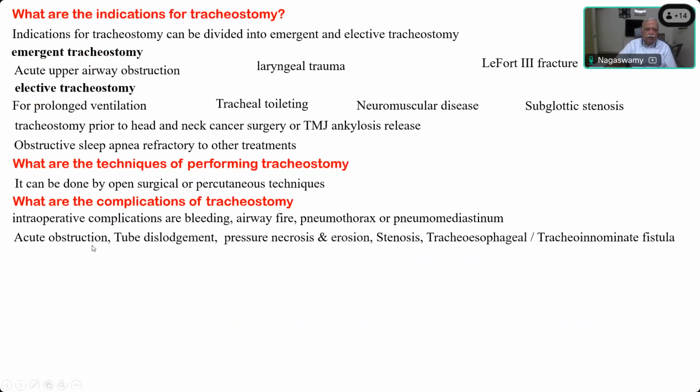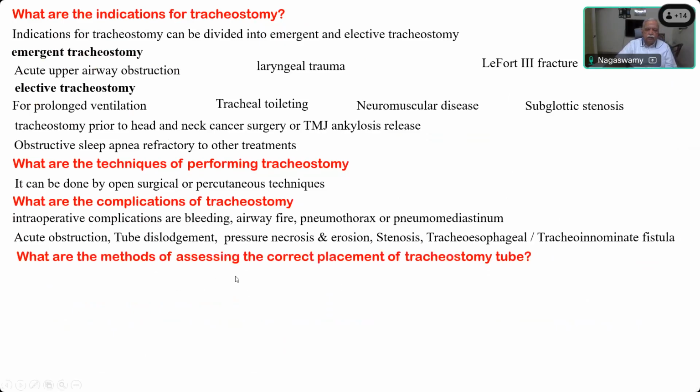It can also cause acute obstruction, tube dislodgement, pressure necrosis, erosion, stenosis, and tracheoesophageal and tracheoinnominate fistula. This is another very dangerous complication which happens a little later. This is mainly due to faulty inflation of the cuff, overinflation, which leads to too much pressure necrosis on the soft tissues, leading to erosion, and that is the cause for that.